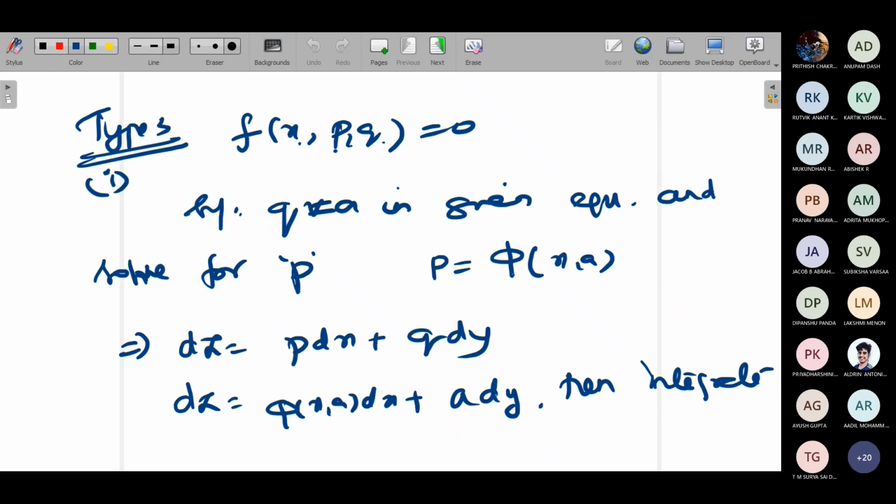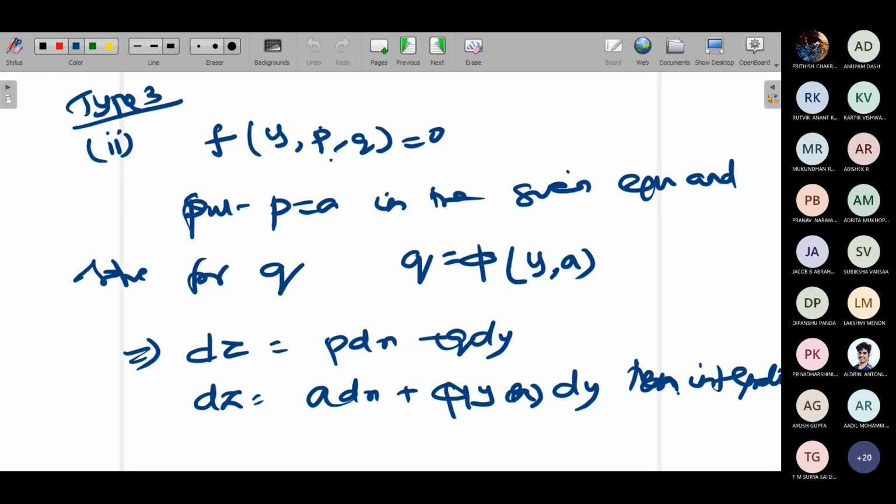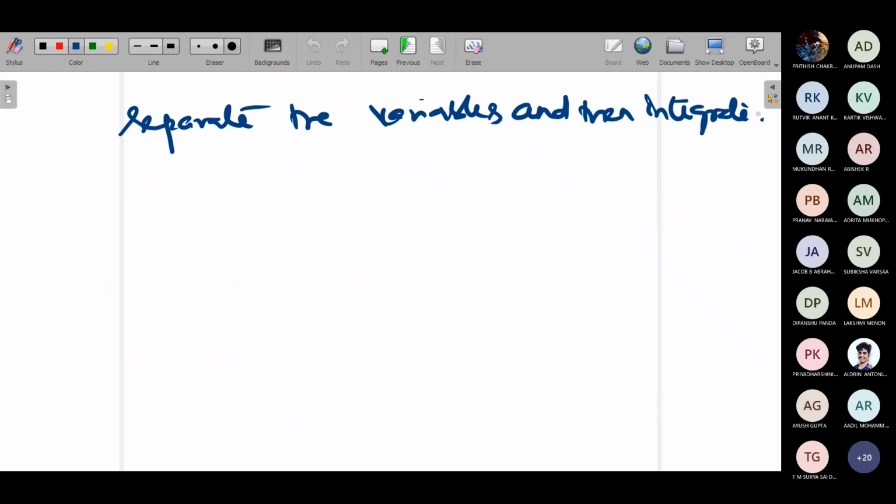So type 3, we have f of x comma p comma q, y comma p comma q, z comma p comma q. Whenever you have x comma p comma q, substitute q equal to a. Y comma p comma q, substitute p equal to a. When you have z comma p comma q, you substitute q equal to ap. This substitution you should remember. Okay, q is equal to ap. Now we'll do problems.